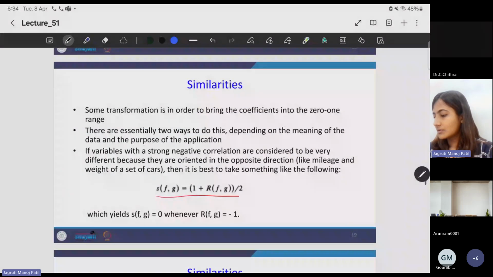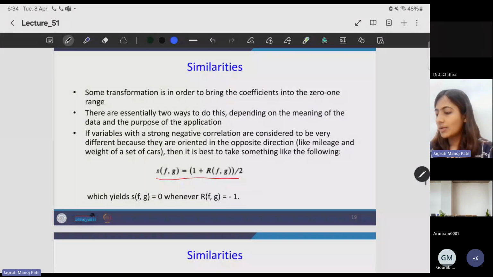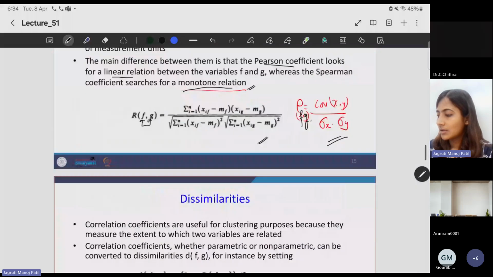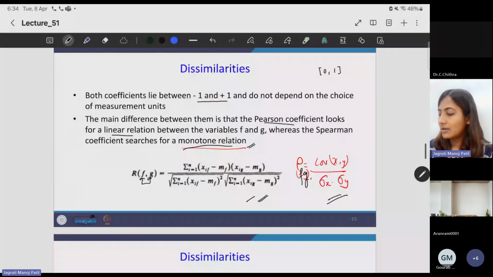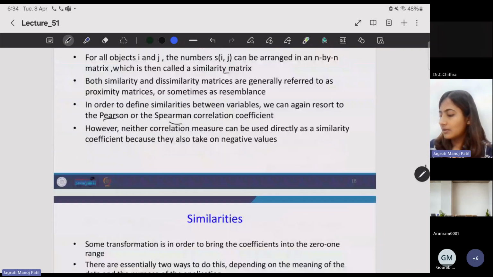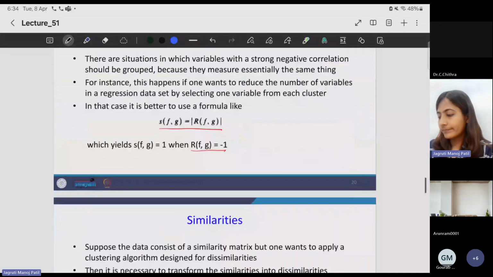Okay. So this is the formula for your Spearman's similarity: you have 1 plus your coefficient matrix. This coefficient matrix we saw over here, RFG. This is the matrix. If you don't know how to compute it, it's totally fine. No need to stress on that particular method. You just need to know about it.